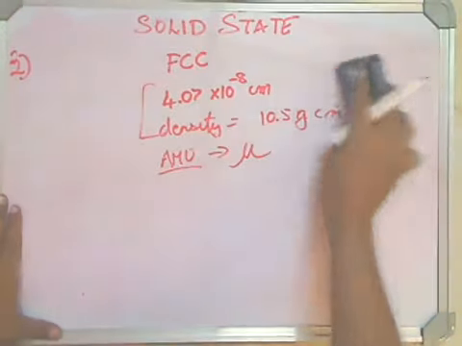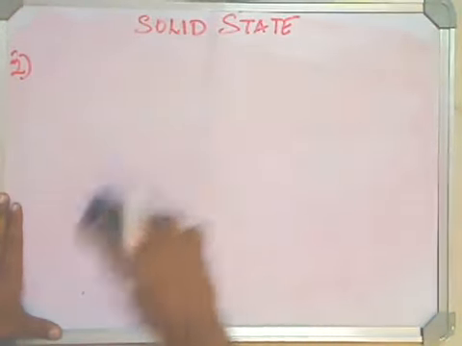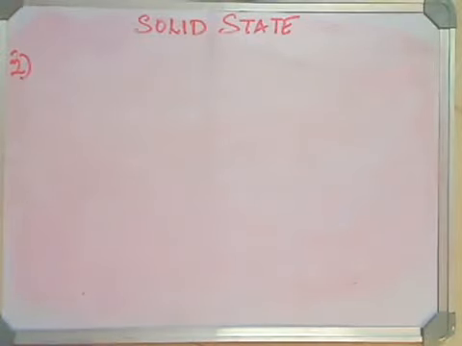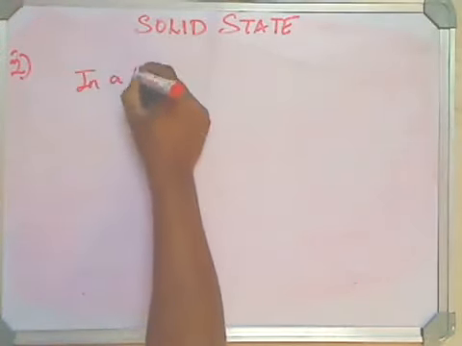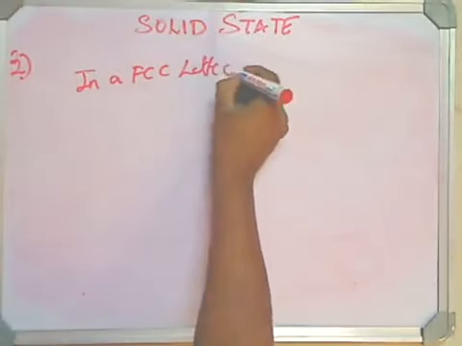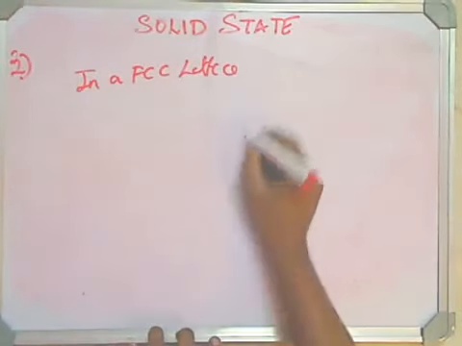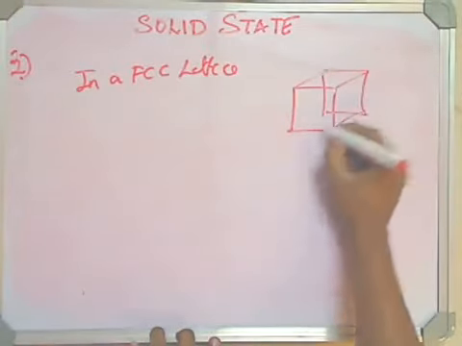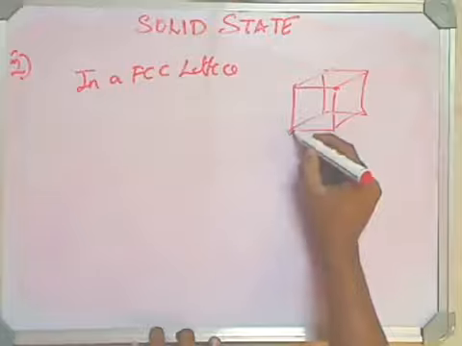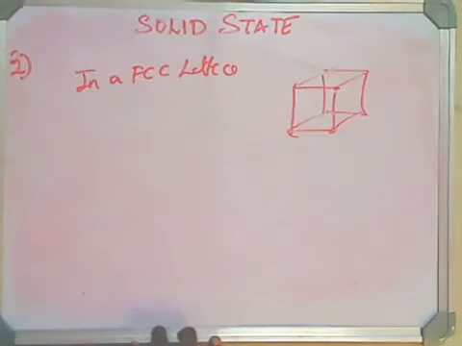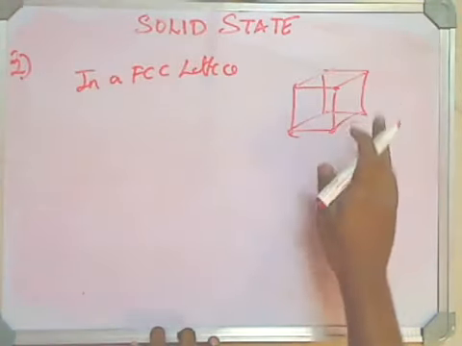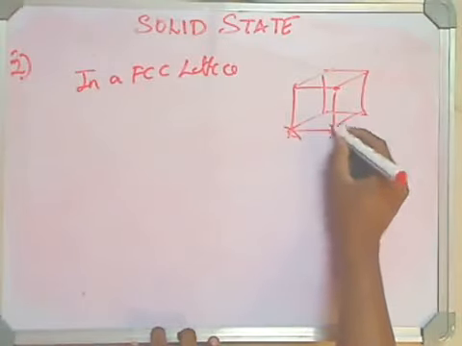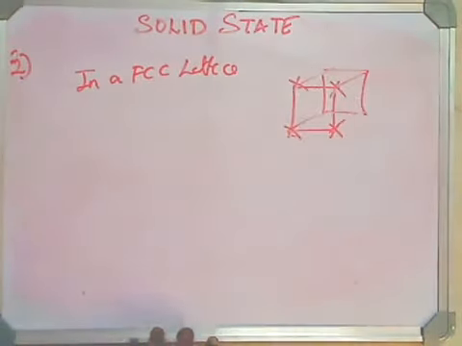Now, let me show you how you calculate this. Okay. In a FCC lattice, you have 4 atoms which are present here. 1, 2, 3, and 4. Okay. There are more here in these points, but we will not consider them. Put this as an atom, this as an atom, this as an atom, and this as an atom. Like I said, use your imagination and think of atoms being put in places like this.